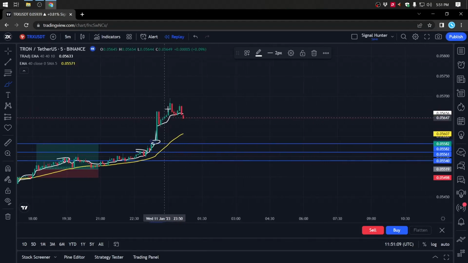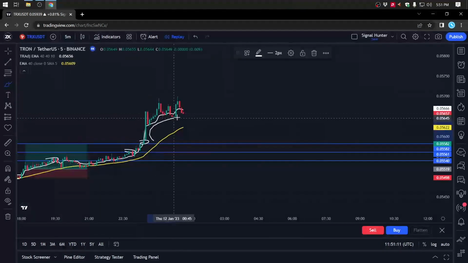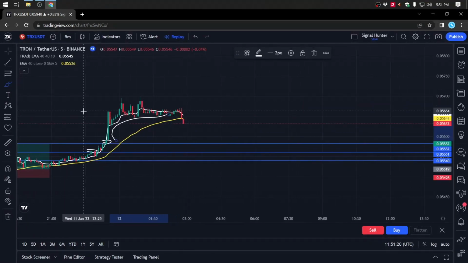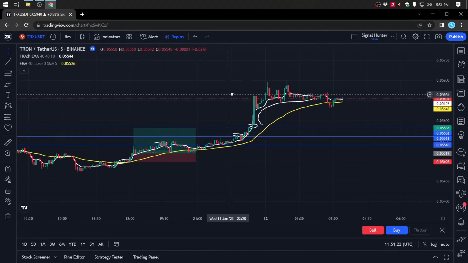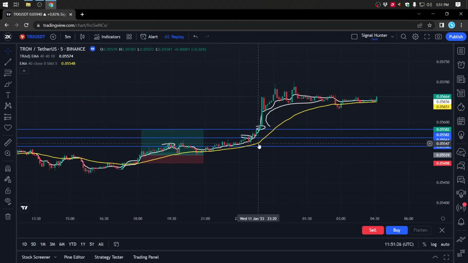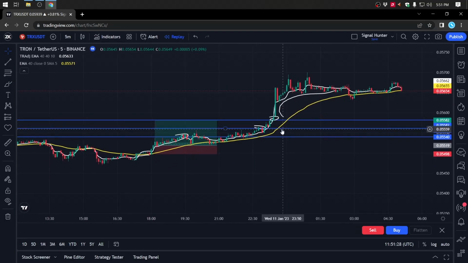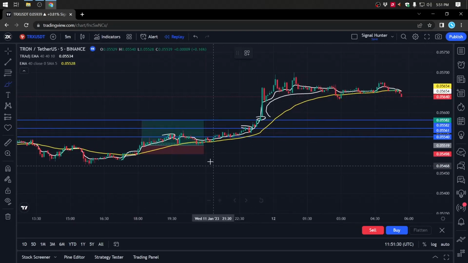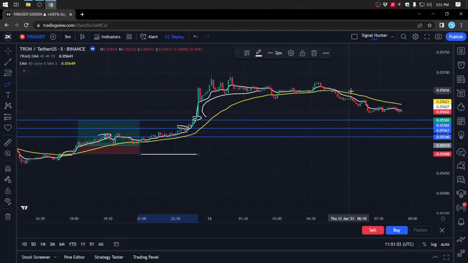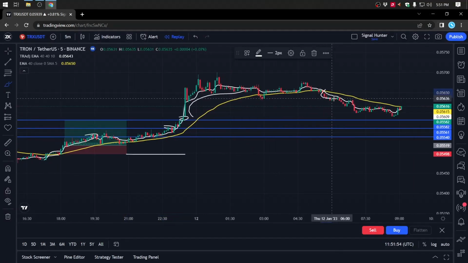But remember, it is sometimes very risky, and the price will not always hit our profit target 1, profit target 2, profit target 3. It's not guaranteed. Sometimes it just hits profit target 1, profit target 2, or even hits the stop loss. But hitting the stop loss is very rare. And you can see in here another sell signal.